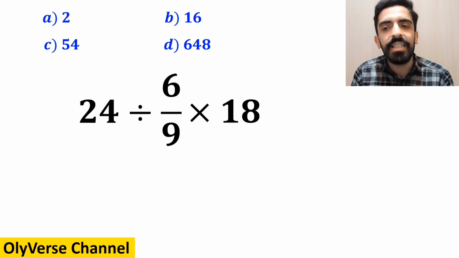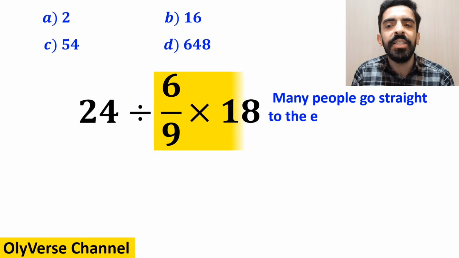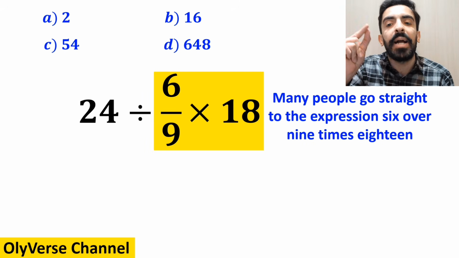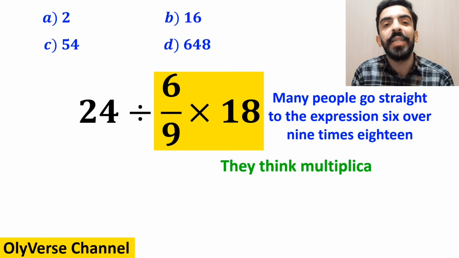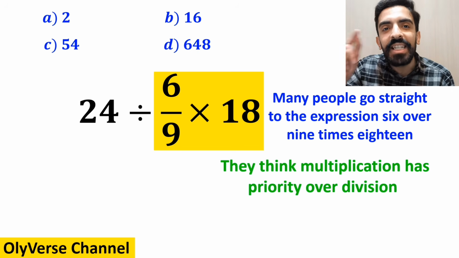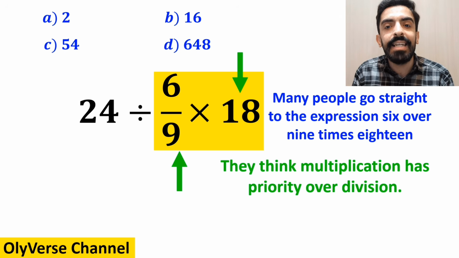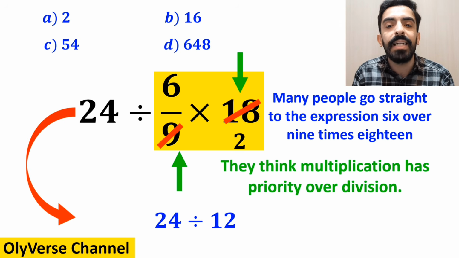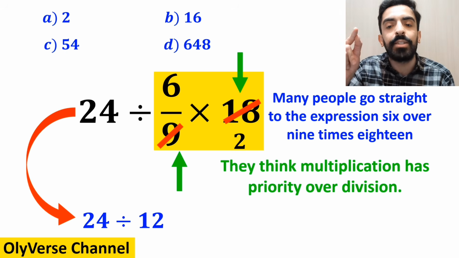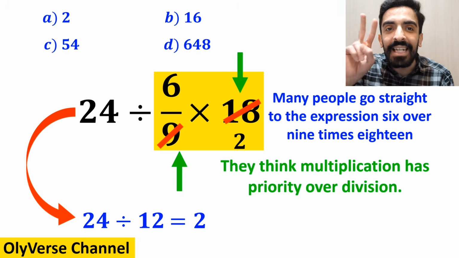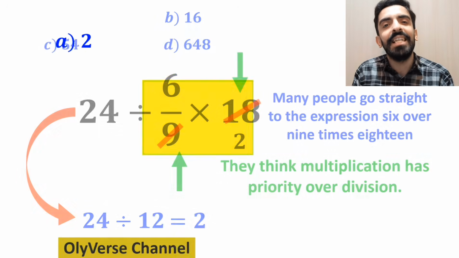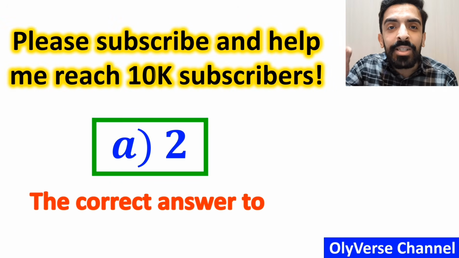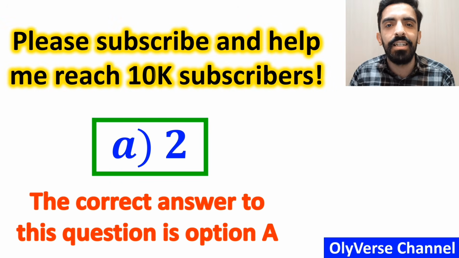At the beginning of solving this question, many people go straight to the expression 6 over 9 multiplied by 18, which I have highlighted in yellow because they think multiplication has priority over division. And they say it's easy to simplify 18 with the 9 in the denominator and write this expression as 24 divided by 12, which finally gives them the answer 2. Then, without any hesitation, they immediately say that the correct answer to this question is option A.